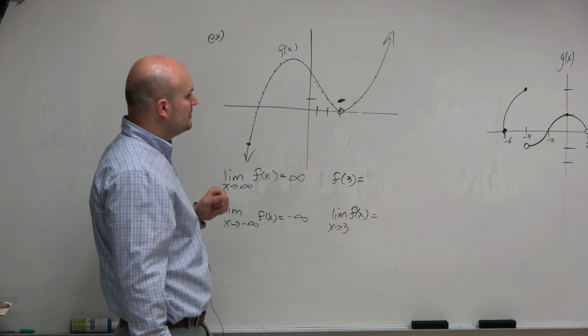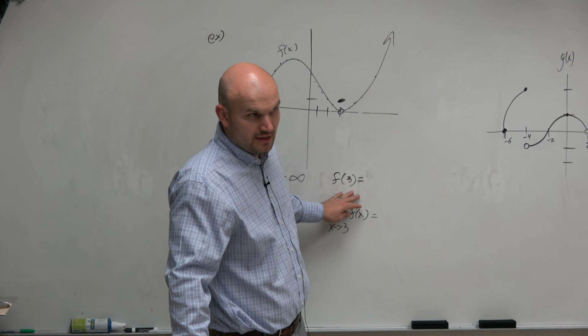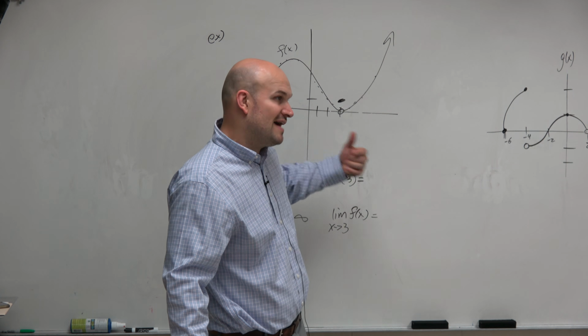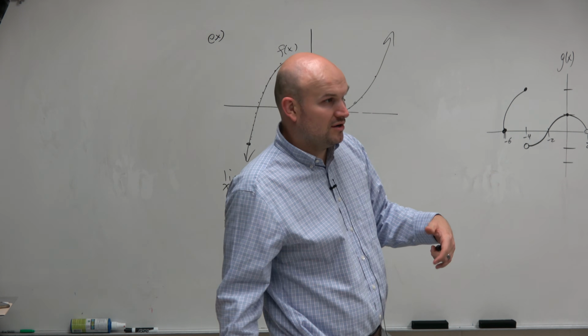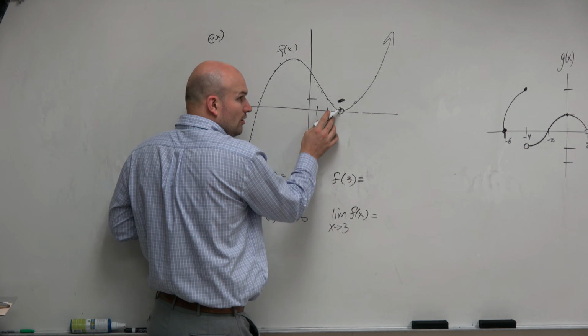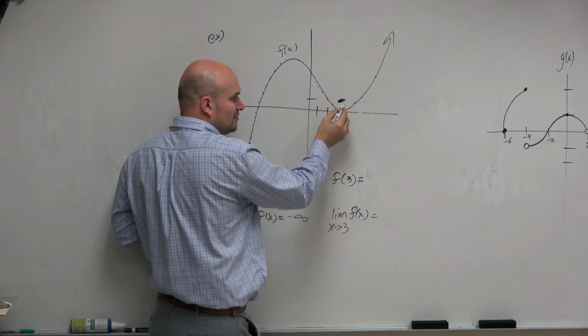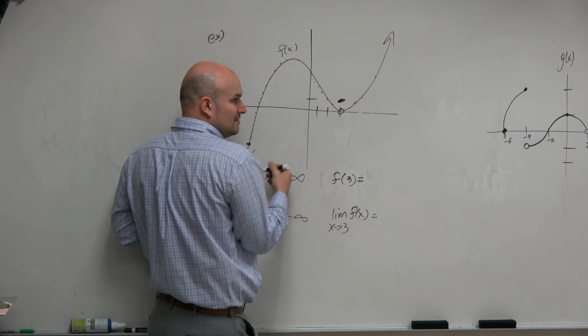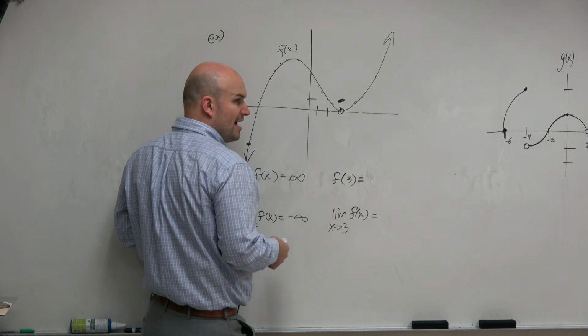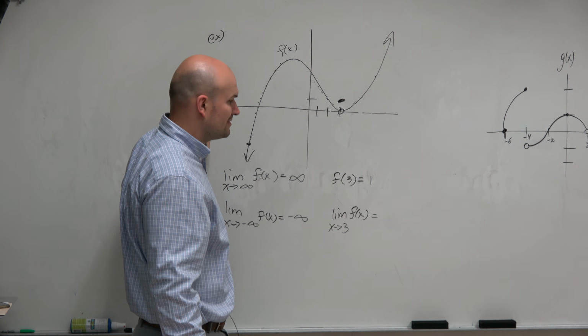Okay? Now, let's take a look at the value of the function at 3. Again, the value of the function is the output value, right? So if you look at what is f of 3, if you go to 3, f of 3 is a hole. So it's not equal to 0 because there's a hole there. It's equal to where the dot is. And the dot is at 1. So f of 3 is equal to 1. That's where the function is defined.